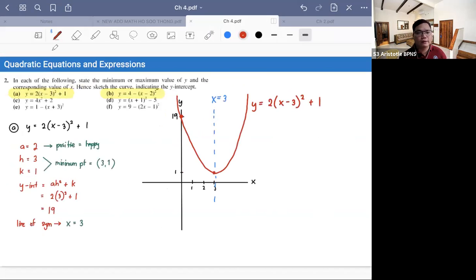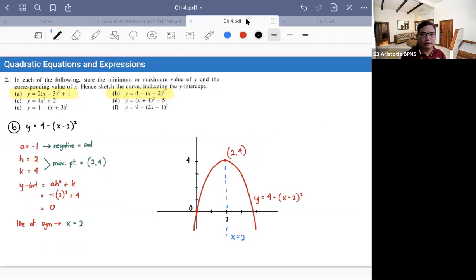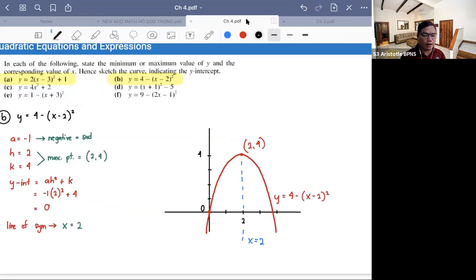Again, class, just make sure to balance this out. I know my graph is not that perfect, but at least make it as similar as possible to this one. And take note, class, don't make a tip. There's no corner here. It's supposed to be a smooth curve like that. This is my graph for letter B. So is yours like this, guys?